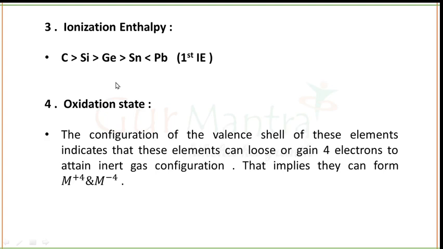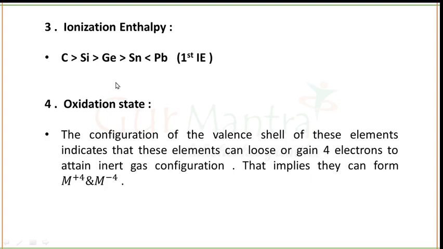Next is the oxidation state. Because of the valence shell configuration ns2np2, these elements can lose or gain 4 electrons to attain inert gas configuration. As you know, every element has a property that it can lose or gain some electrons to attain inert gas configuration. So group 14 elements have 4 electrons in their outermost shell, and that's why they can lose or gain 4 electrons to attain inert gas configuration.